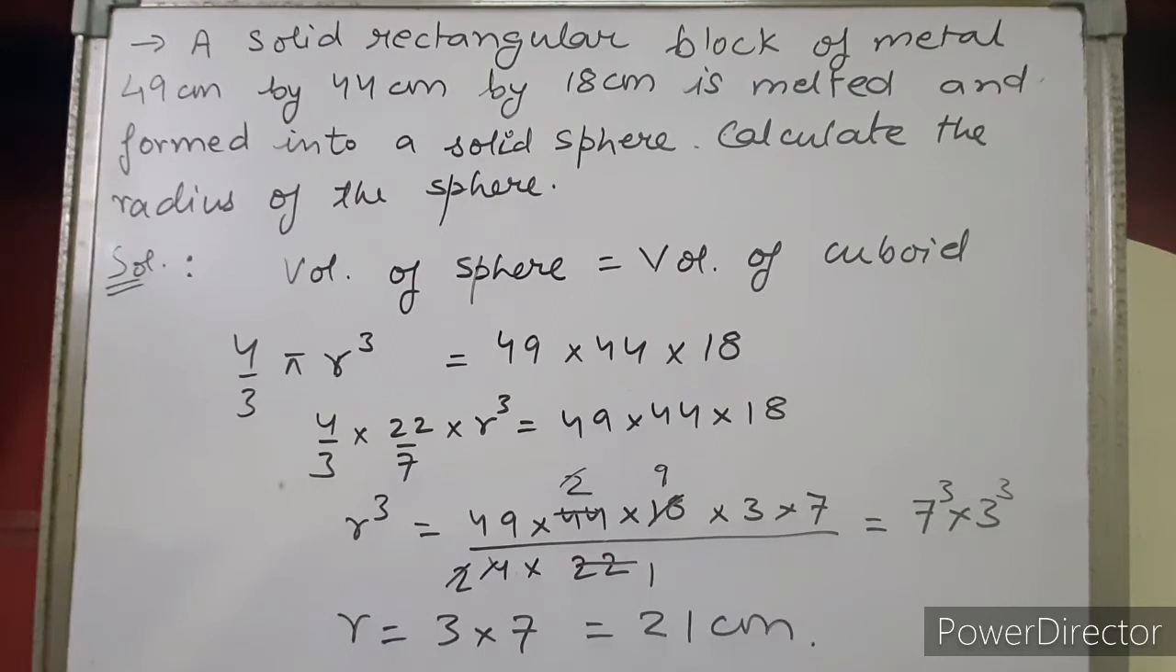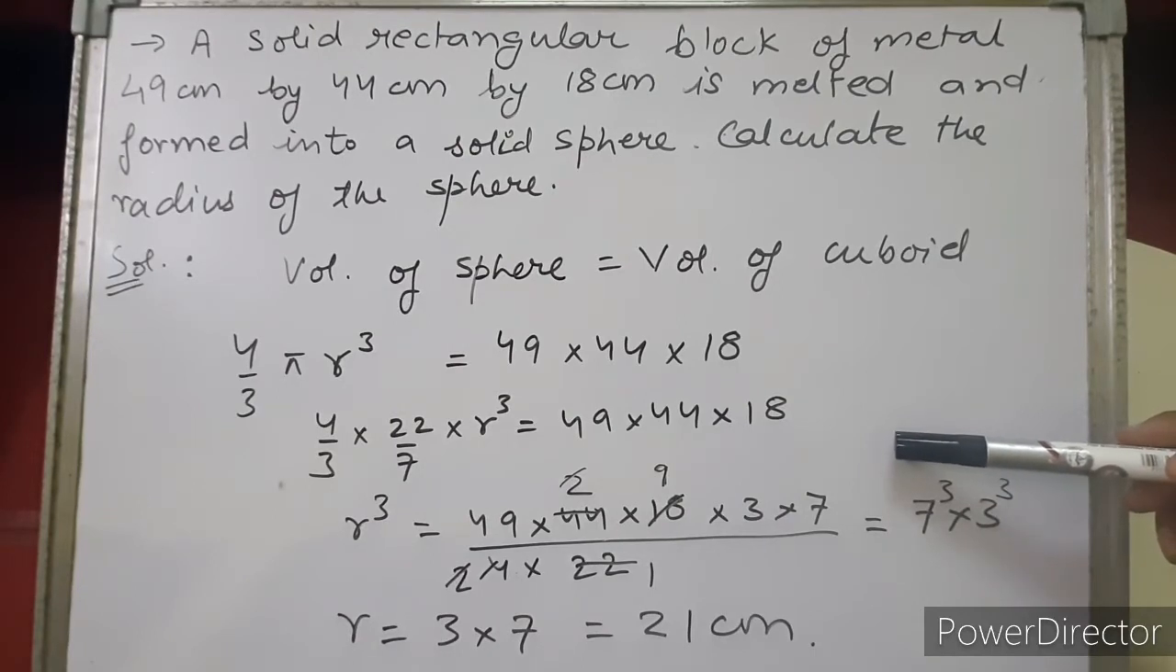The formula for the volume of a sphere is 4 by 3 pi r cube. And the volume of a cuboid can be calculated as length into width into height. So 4 by 3 pi r cube equals 49 into 44 into 18. If we substitute the value of pi as 22 upon 7, we get 4 by 3 into 22 upon 7 into r cube equals 49 into 44 into 18.